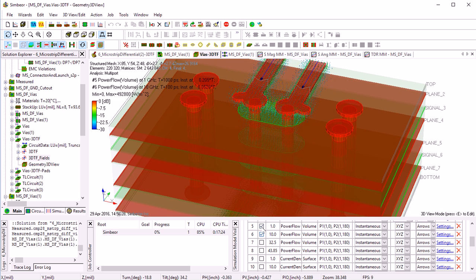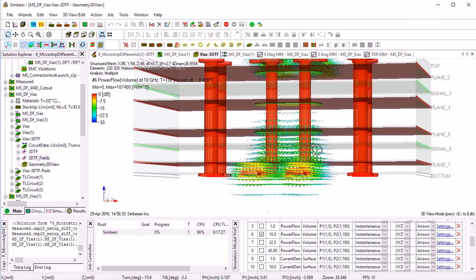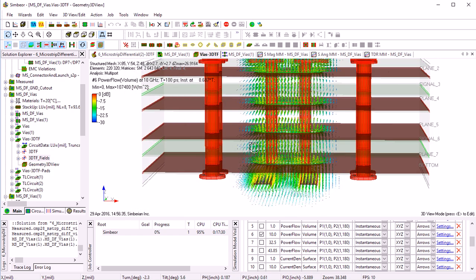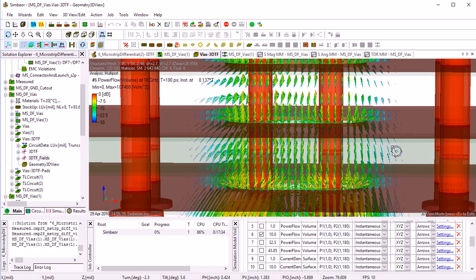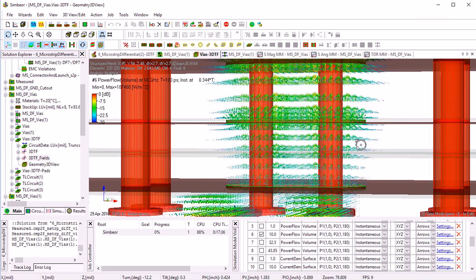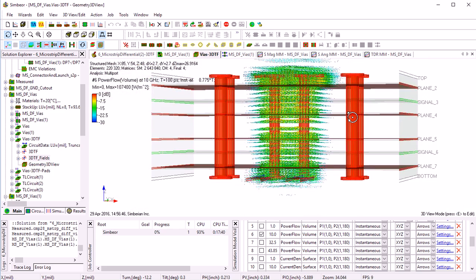At 10 gigahertz we can see that energy is spreading a little bit farther from the vias, so we can see this flowing around a little and more wave-like behavior.